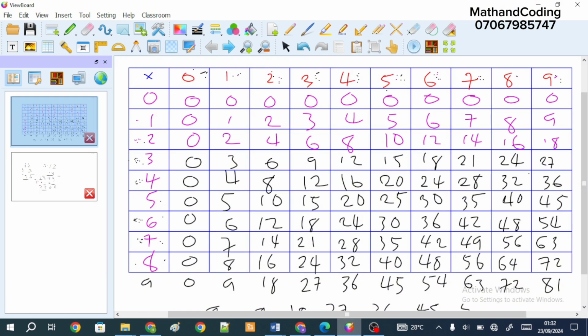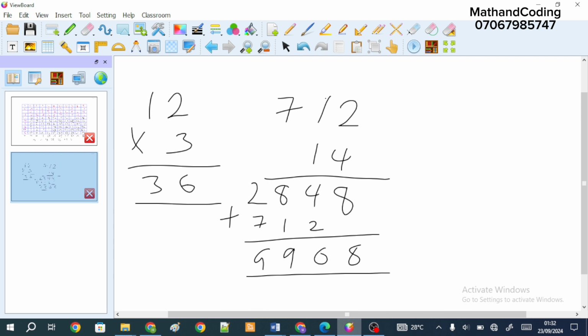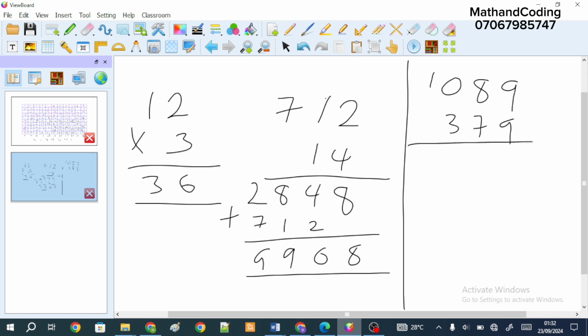Just from 0 to 9, you find out that every multiplication that you can do can be found here. So even if you're given a 4-digit number, 1089, to be multiplied by a 3-digit number, 379, all of these things you can find inside of this. So let me prove it to you now.